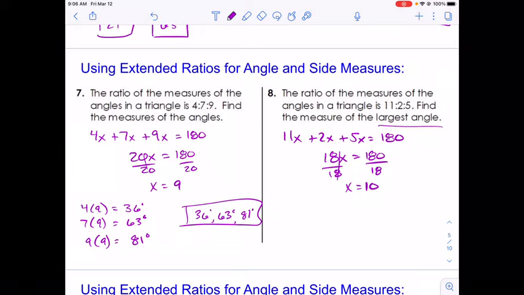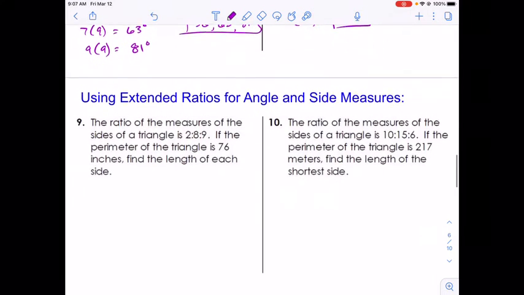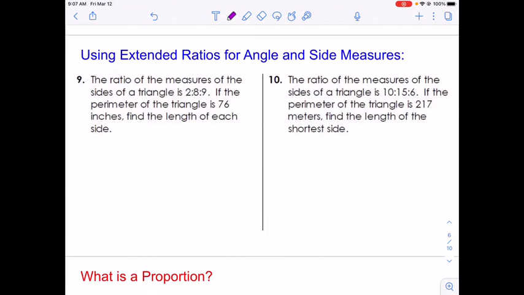So now we're only looking for the largest angle, so the one that would be the largest is the one with the largest number here. So we're going to do 11 times 10, and that's going to give us 110 degrees. All right. Let's take a look at another two.